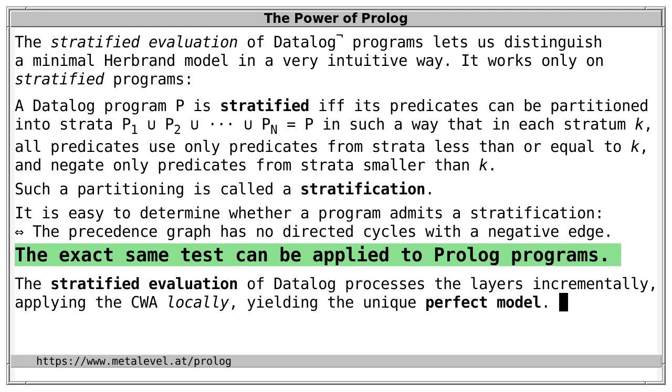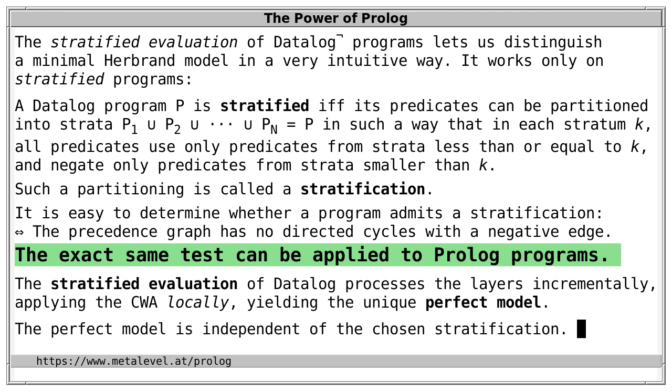This means that we can process the layers incrementally and apply the closed world assumption locally in each layer. And a key benefit is that this yields a unique model called the perfect model, which is independent of the chosen stratification. So that's one way to define a unique model for stratified Datalog programs with negation. And there are also other ways.